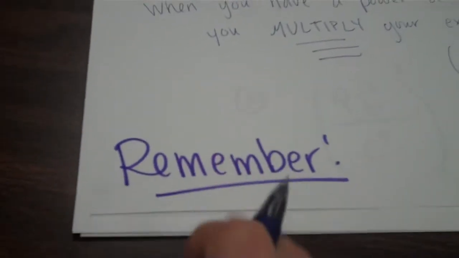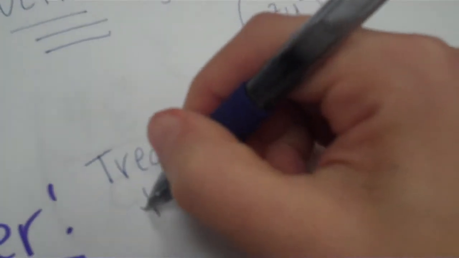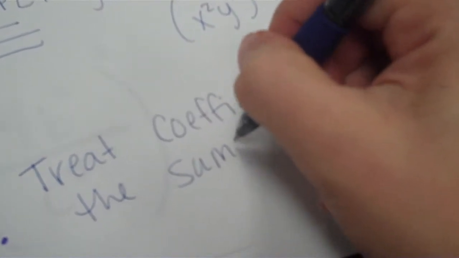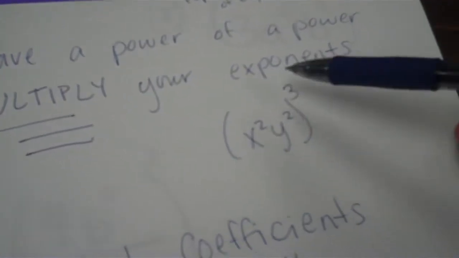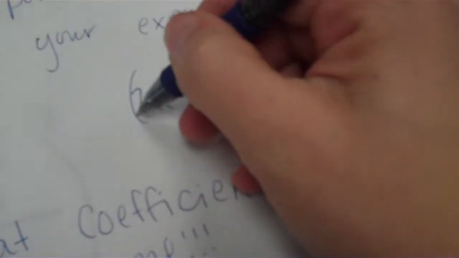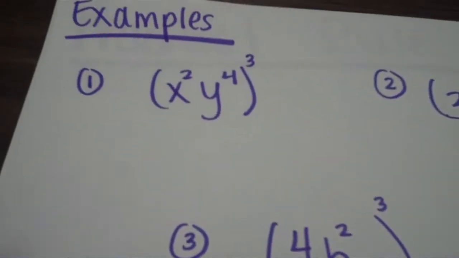But here's an important thing to remember. Okay? The important thing you have to remember is you have to treat coefficients the same. What does that mean? Well, I'll explain in a little bit. Basically, you have to multiply your exponents, but you don't multiply your coefficients, you treat them the same. So if there was like a 2 here, you wouldn't multiply 2 and 3, you would do 2 to the third power, which we'll get to in a second. Okay? So, let's look at examples.